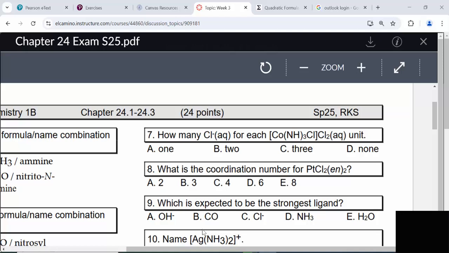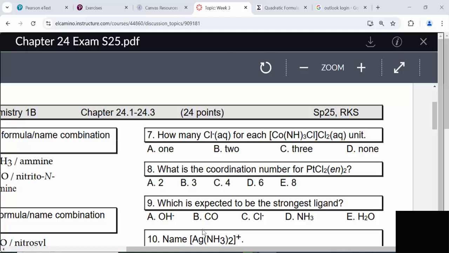Number 7. How many chlorides for each of these? Chloride is an ion. And so when we look, there are a couple of ways of looking at this. Are these 3 chlorines here chloride ions? No, actually just 2 of these are. These 2 chlorides are ionically bonded to this cation. However, this chlorine is not ionically bonded.